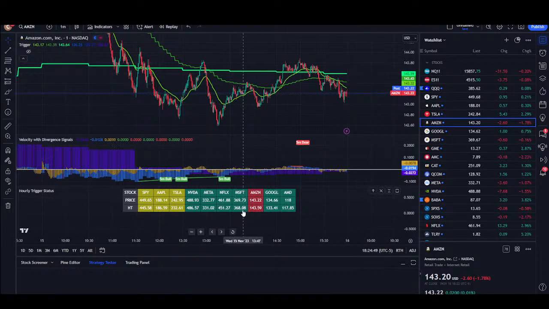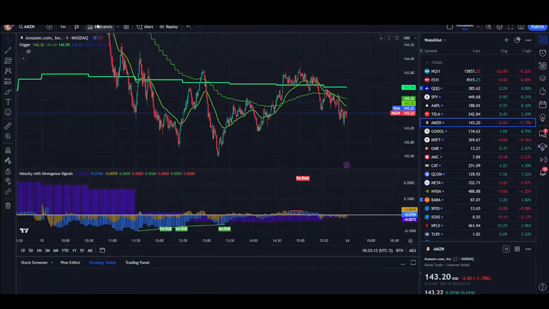So something really cool is if, let's say, you see SPY, Apple, NVIDIA, Meta, Netflix, Microsoft, Amazon, Google, AMD, all green, and Tesla is yellow, it's very likely that the strength of the rest of the market will flip Tesla into green and Tesla will turn bullish. So if you see any of these lagging, sometimes there's a lot of strategies, and again, we'll discuss them in the trigger lessons. For now, this is just explaining what hourly trigger status does.